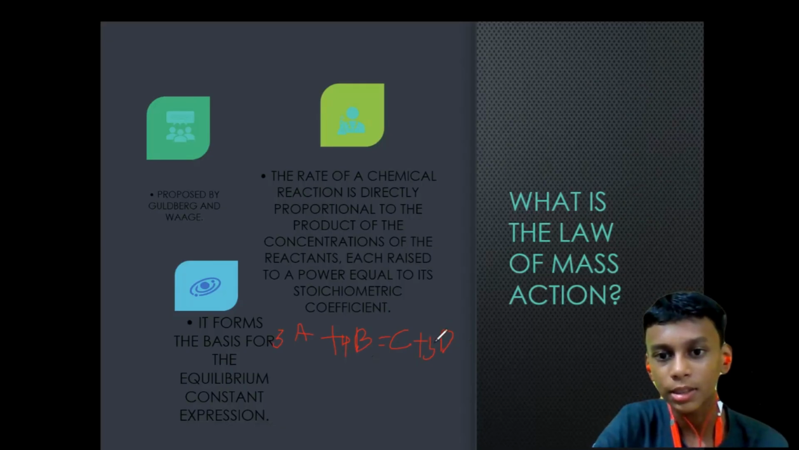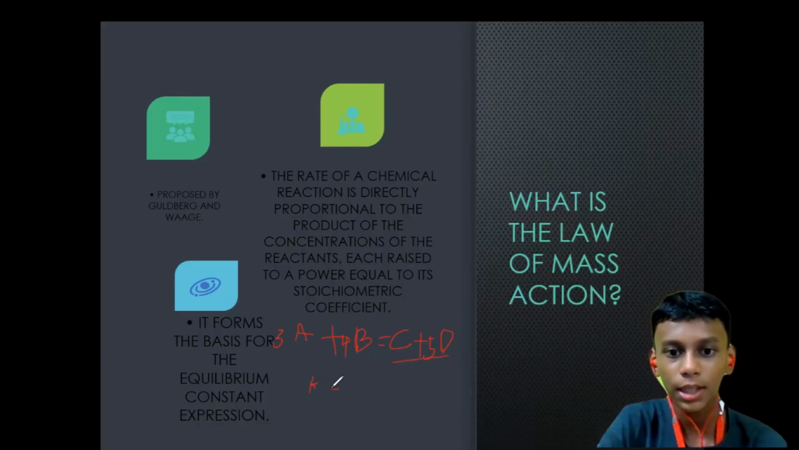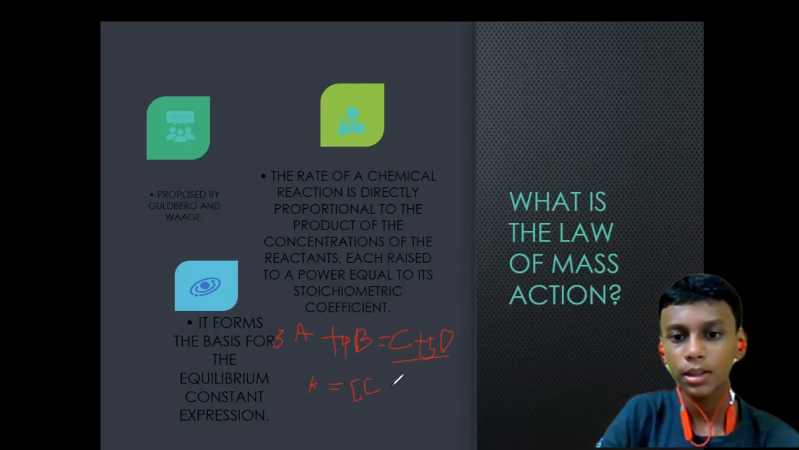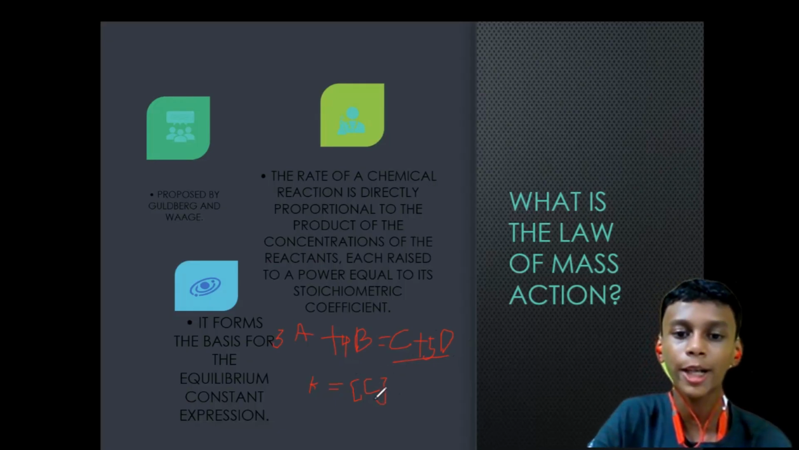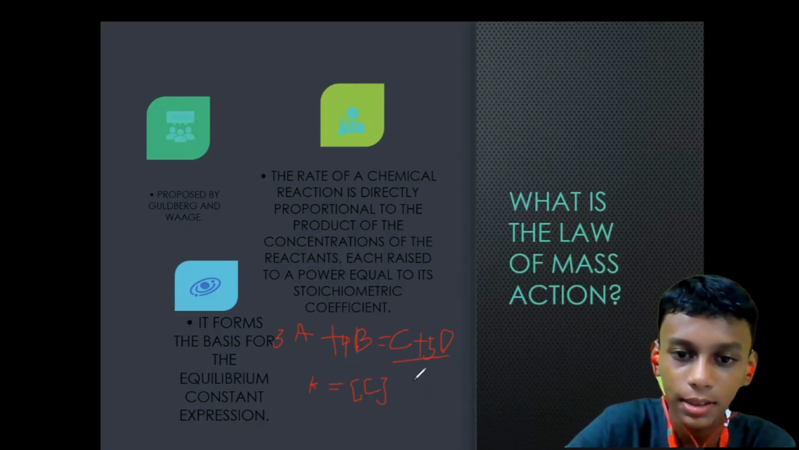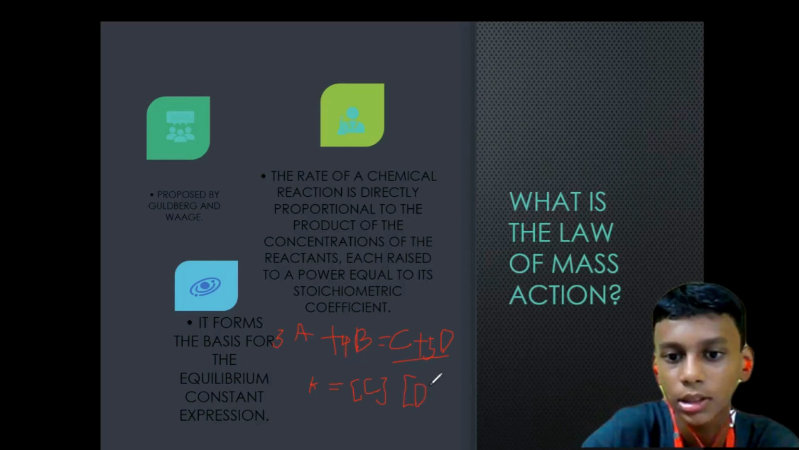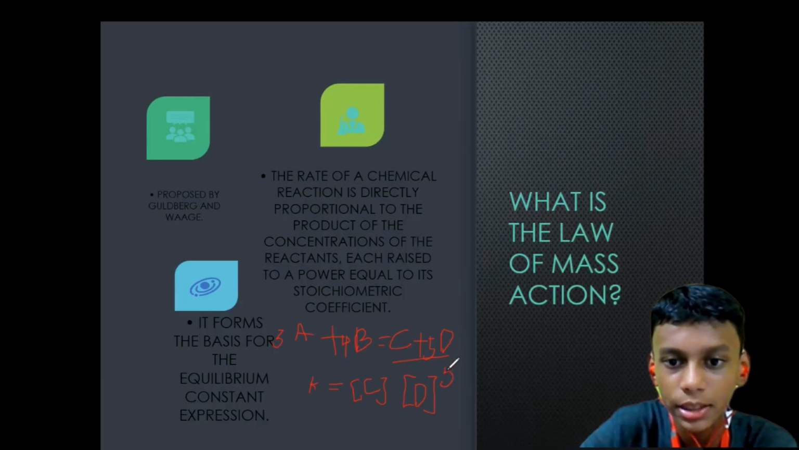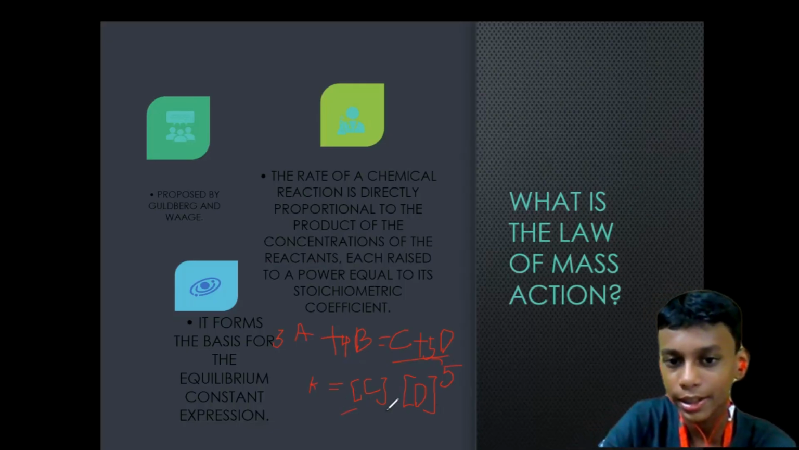Now the Kc formula is products by reactants. We can write it as the concentration of C in square brackets, and since the coefficient is 1, the power is 1, so we can just leave it as it is. And for D, we write the concentration of D to the power of 5. As you can see here, the stoichiometric coefficient goes to the power, and the same for the reactant side.